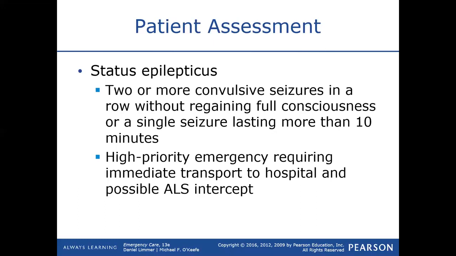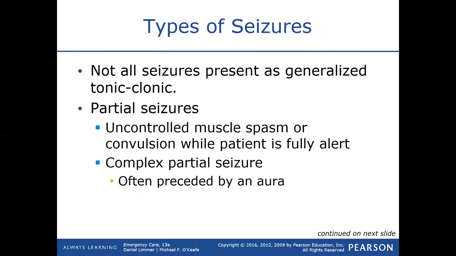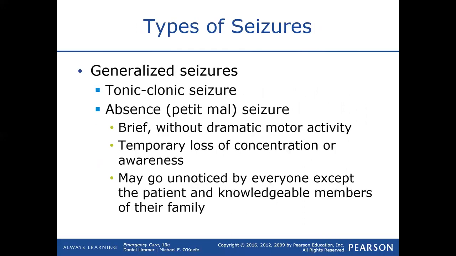Back to the 2 or more convulsive seizures, okay? So you're going from the tonic to the clonic to the tonic to the clonic phase. If they're moving through the phases without regaining consciousness, that could be what's going on here. Okay, not all seizures present as generalized tonic-clonic. Partial seizures, like we mentioned a few minutes ago, are uncontrolled muscle spasms or convulsions while the patient is fully alert. So you have one part of your body that's just not acting right. That could be a partial seizure. A complex partial seizure is often preceded by the aura that we spoke about.